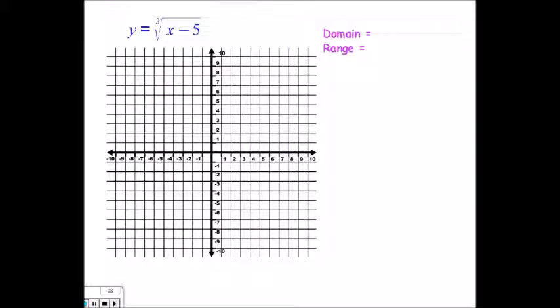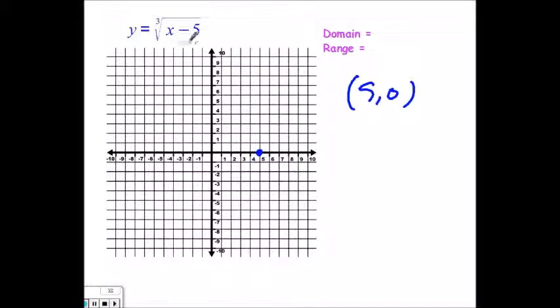Okay, last one. This is probably just going to be the basic cube root function shifted, let's see, 5 to the right or 5 to the left. Well, it's counterintuitive. It's really going to be 5 to the right, and it's going to basically look like that and like that. Let's go ahead and do a few points. Okay, I want this to be equal to 0. How can this be equal to 0? When x is 5 and the cube root of 0 is 0. So 5, 0 is our first point.